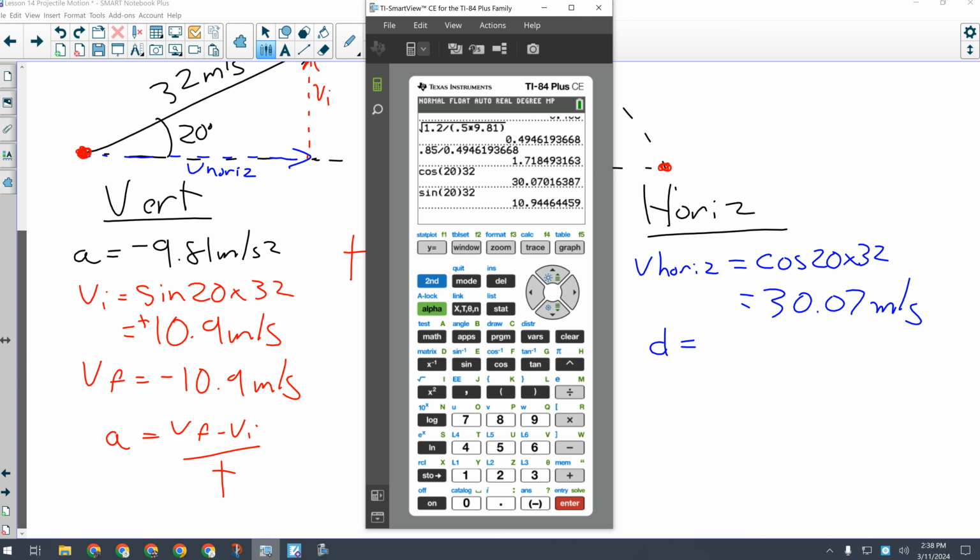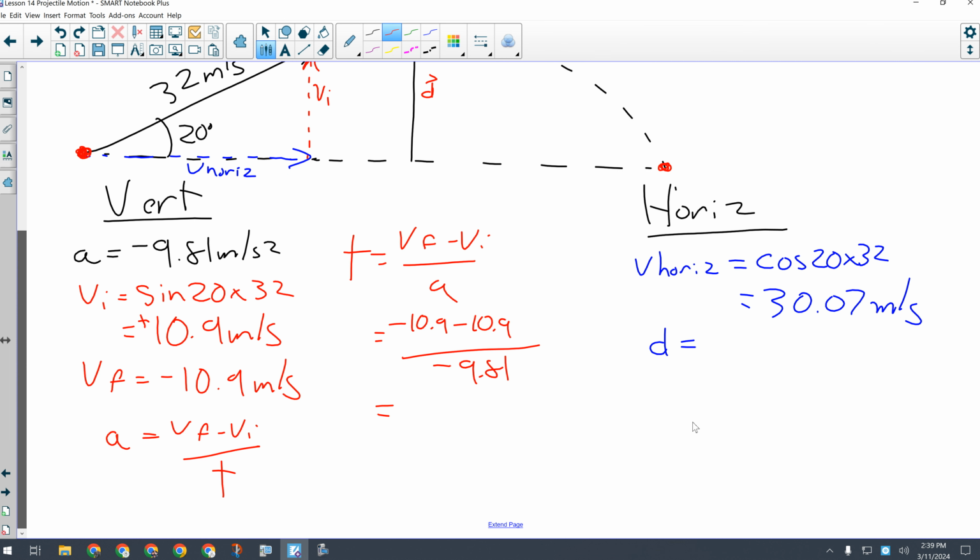Right, so I'm going to take that number, so I'm going to go negative and then that number, minus that number. And then I'm going to divide that by negative 9.81. Okay, so 2.23 seconds. That's a long time to be flying through the air in a 1969 Dodge Charger, screaming "Yee-haw!" all the way across, because that's what they used to do if you remember watching the show. So 2.23 seconds to get across.